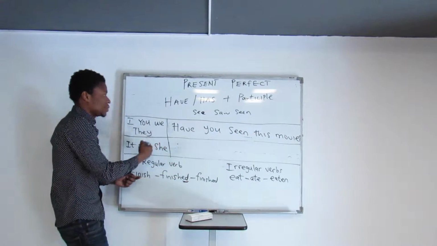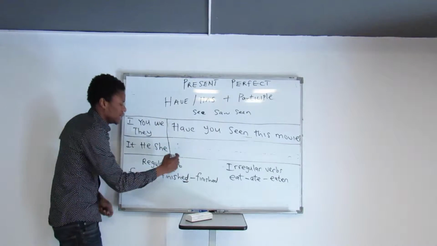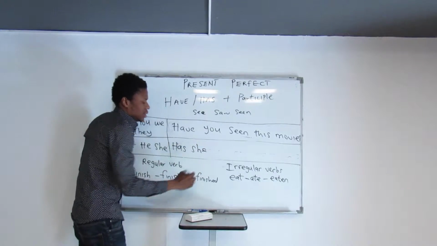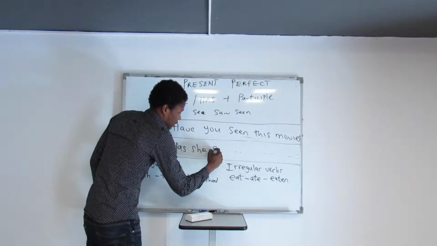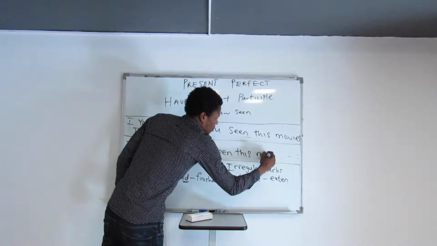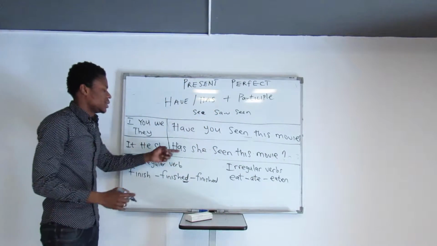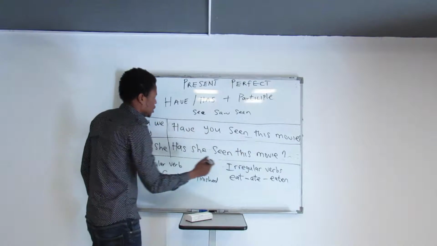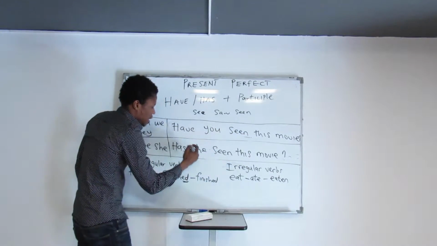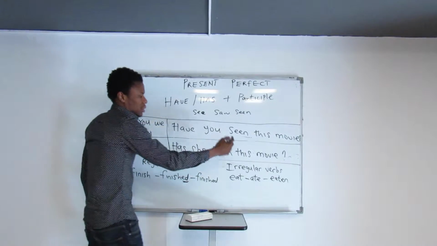Now the same thing goes for has. Maybe you want to ask somebody about another person. You say, has she seen this movie? And now we have space for the question tag. You see that, has she seen this movie? So we have have plus you plus the participle, has plus the person, she, plus the participle, this movie.